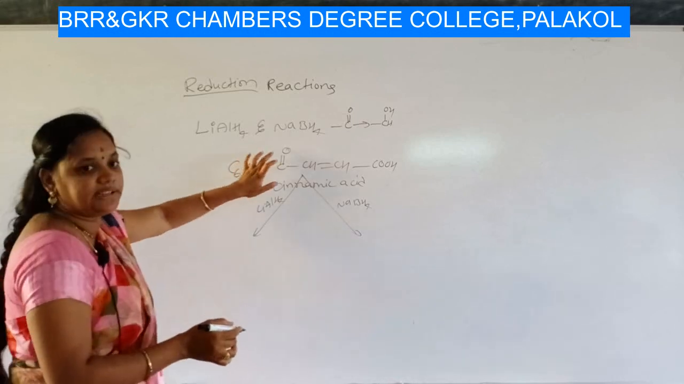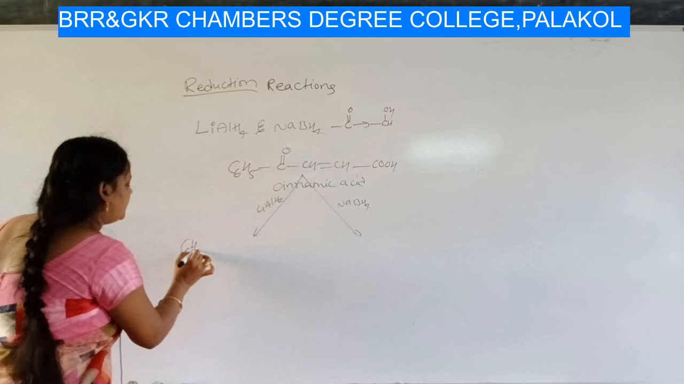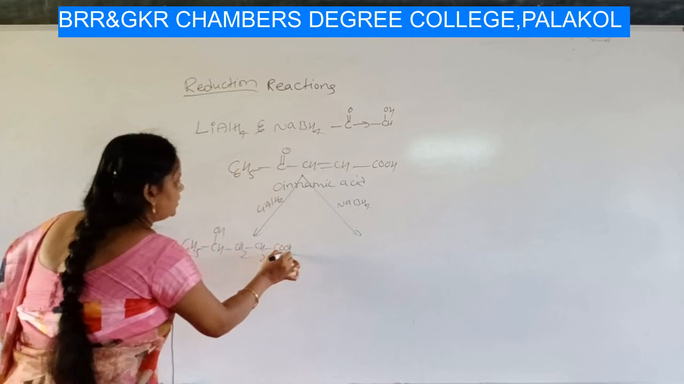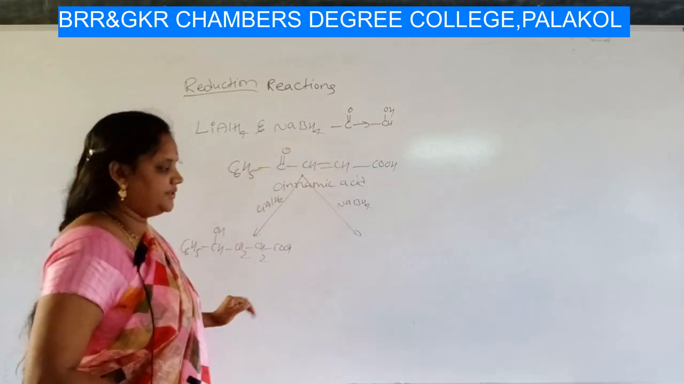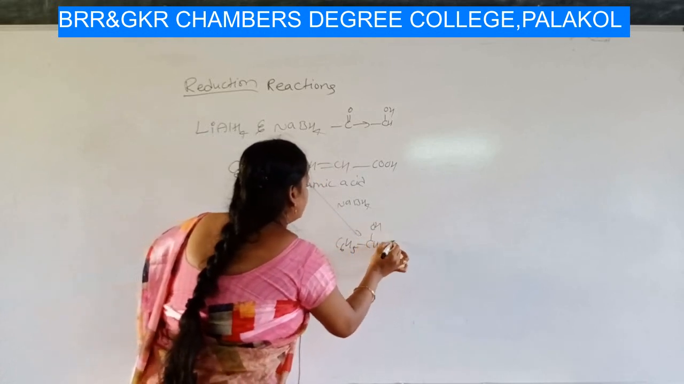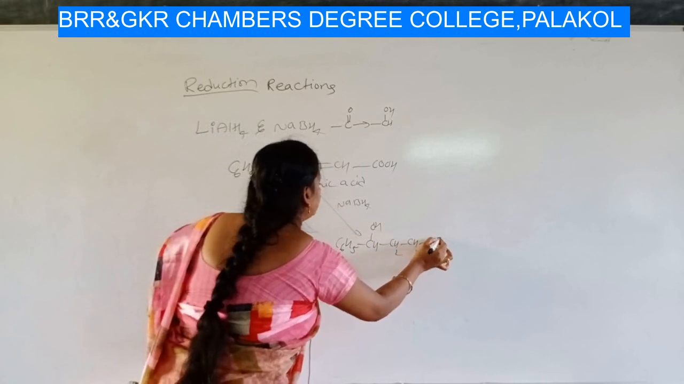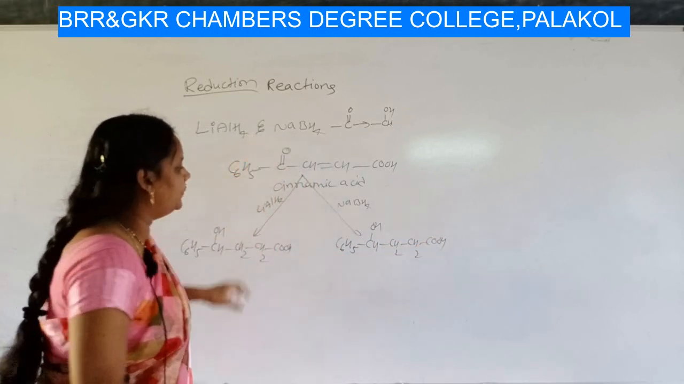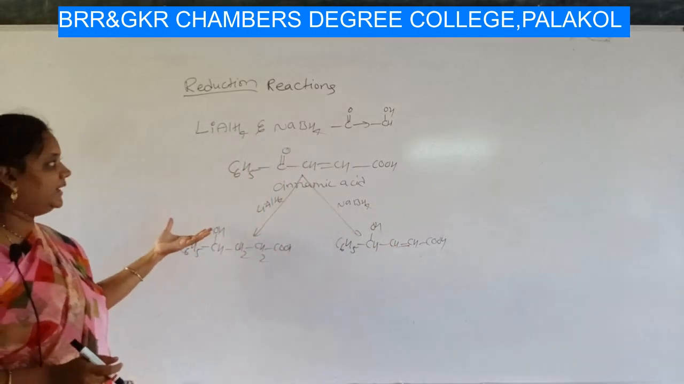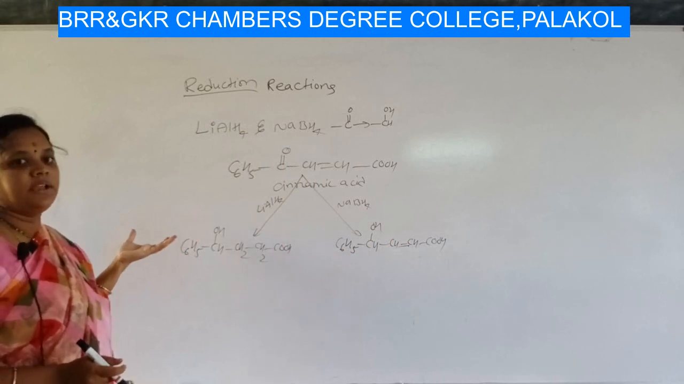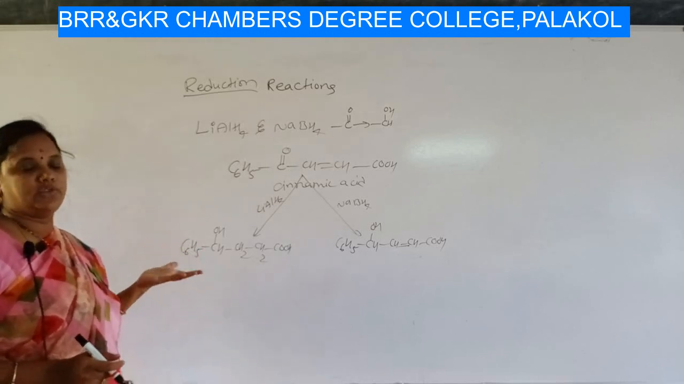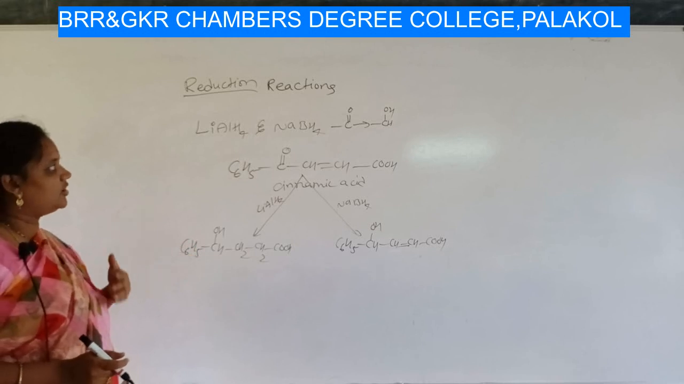So what happens when you take lithium aluminum hydride? You will get C6H5, CHOH, CH2, CH2, COOH. Both the groups get reduced. Whereas with sodium borohydride, you get C6H5, CHOH, CH double bond CH, COOH. Only the carbonyl group got reduced. This is very important because lithium aluminum hydride can reduce unsaturated carboxylic acids, whereas sodium borohydride cannot reduce the unsaturation part of carboxylic acids.